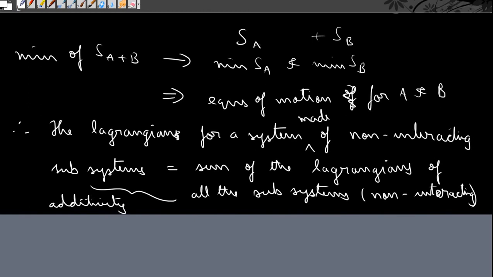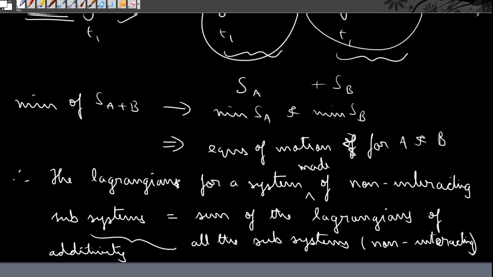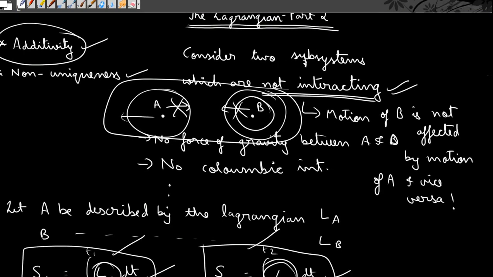So what does it say? When a system can be subdivided into smaller non-interacting systems, then the Lagrangian for the entire system is nothing but the sum of the Lagrangians for all the individual non-interacting subsystems. Okay, fine. Now let us go to the second property that we are going to study today, which is the non-uniqueness.